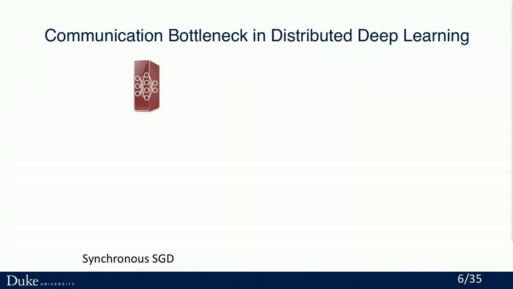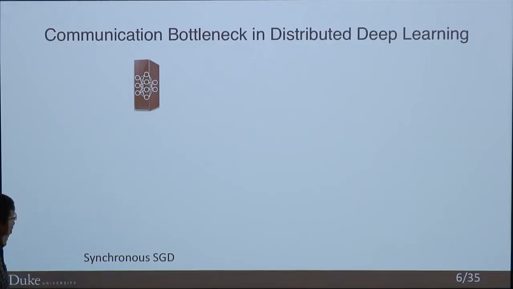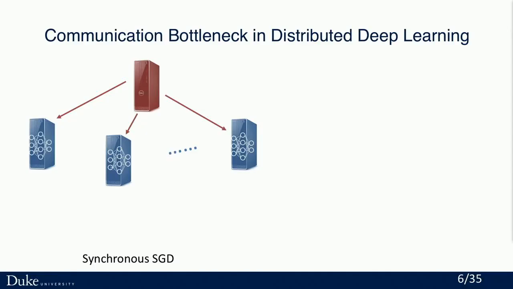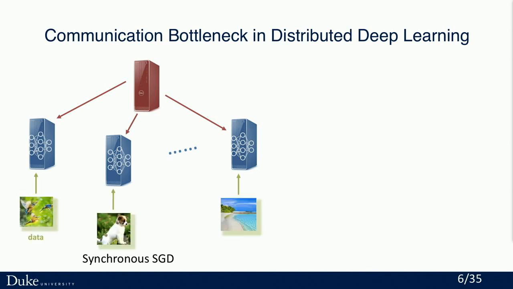Here is a little bit of background about distributed deep learning. In synchronized SGD, we have a central parameter server, and we send the parameters to multiple machines and train those models in parallel, but using different data. After the training is done, at each machine, we will synchronize the gradients to the central parameter server, and this finishes one iteration. It will keep doing this again and again.